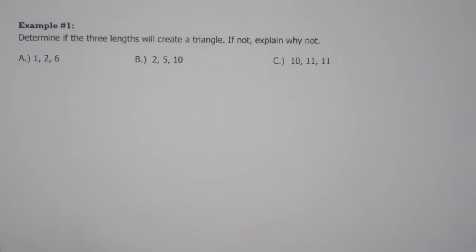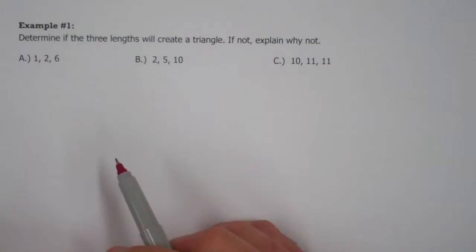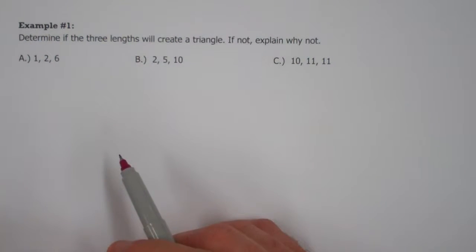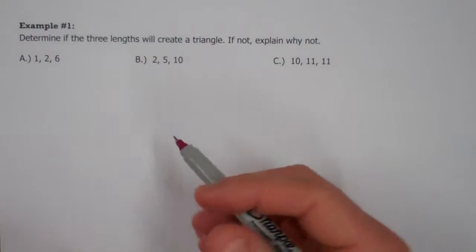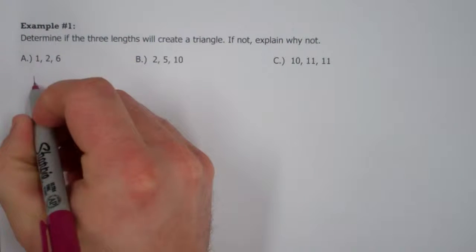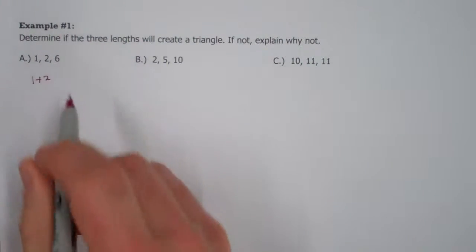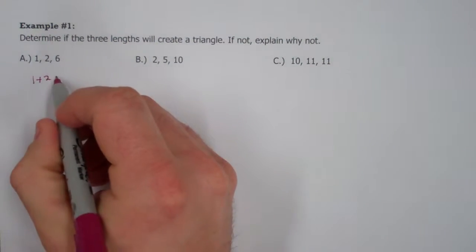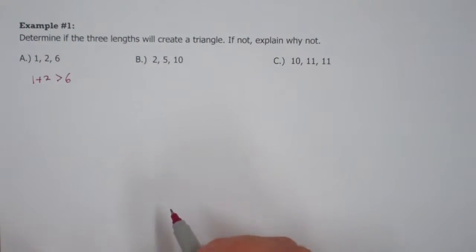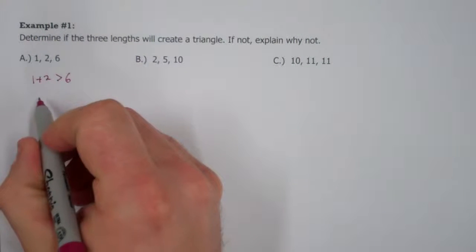In example 1, we need to determine if the three lengths will create a triangle, and if not, we'll explain why not. So what we want to do here is look at a pair of sides. We want to make sure that when we add those sides together, that's bigger than the third side. So for instance, with this first one, we could check 1 plus 2, that's the sum of two sides, and it needs to be greater than 6 for that to form a triangle. If not, those ends won't meet.